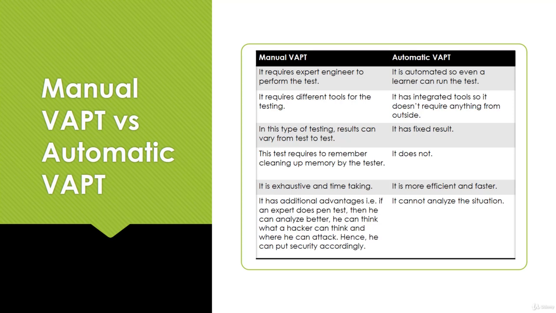But there is a plus point for manual VAPT, and that is, if an expert does pen testing, then he can analyze better. He can think like a hacker and see where he can attack. Hence, he can put security in place accordingly. But in the case of automatic VAPT, it cannot analyze the situation. So that was the basic difference between both of them.